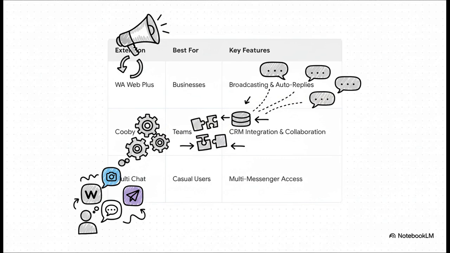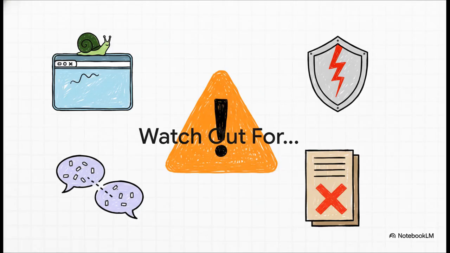If you're running a business, something like WA Web Plus can give you things like broadcasting and auto-reply features. If you work in a team, an extension called Kubi can add CRM-like collaboration tools right into your WhatsApp. They basically bolt all this new functionality right onto the experience. Just a quick word of caution here, though. While they're powerful, extensions aren't a perfect solution.